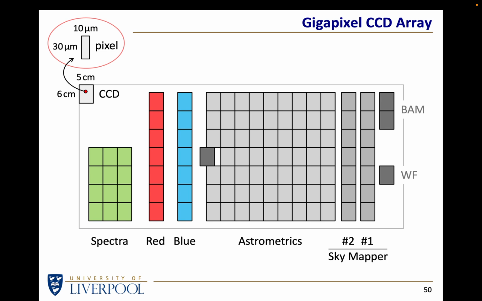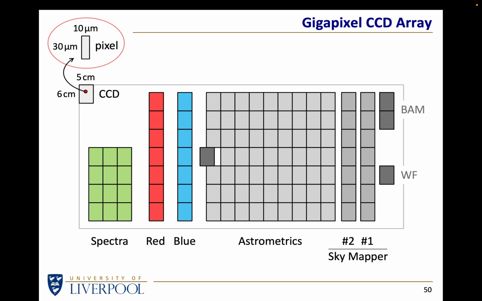We know what it should be. The temperature of Gaia is stabilized to better than 1/1000th of a degree centigrade to make sure that there's no motion there, no thermal motion of any of the mirrors that could possibly change that angle.